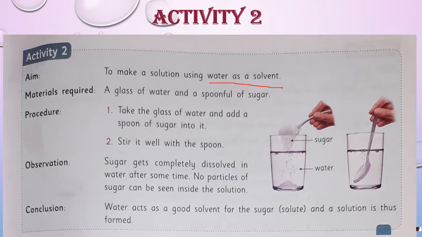And just now in the previous example, types of solutions, we have seen how water is able to dissolve different things in it. Now what is the material that we need? A glass of water and a spoonful of sugar. Water and sugar we need. What is the procedure? Take the glass of water and add a spoonful of sugar into it. Stir it well with the spoon. Stir means mix it well. See in the second picture how stirring is done. Mix the sugar well with the spoon.